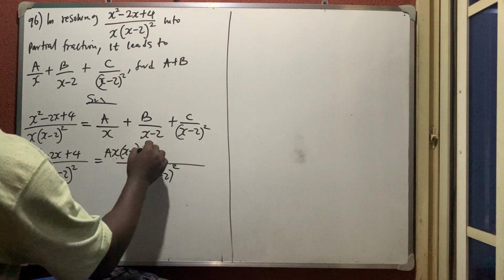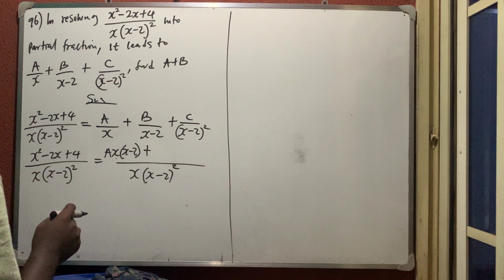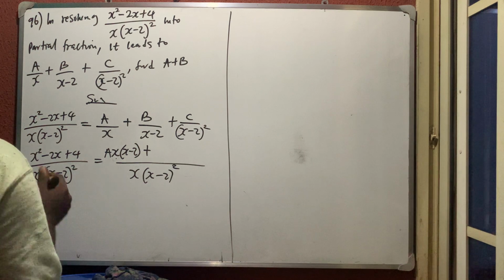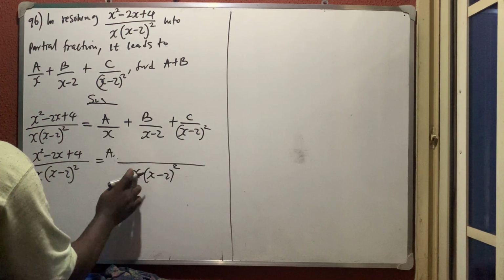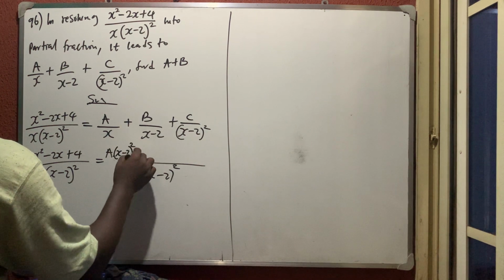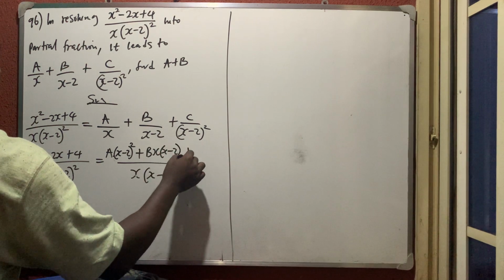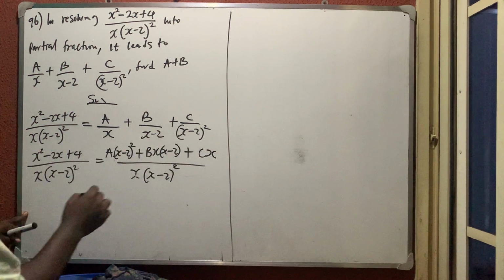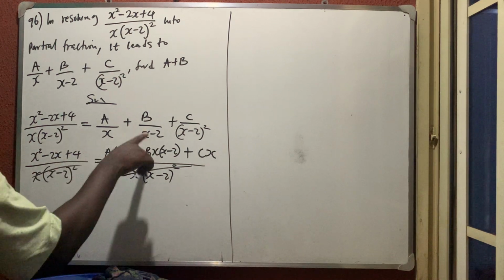I'm left with this and 1 over 1 of this times this. I'm having this plus, when these two divide this, what do you have? I'm left with only this one, x minus 2 all squared, plus Bx into x minus 2, then plus Cx. That's how it's supposed to be. This will cancel this, okay? This normal LCM is what I did.